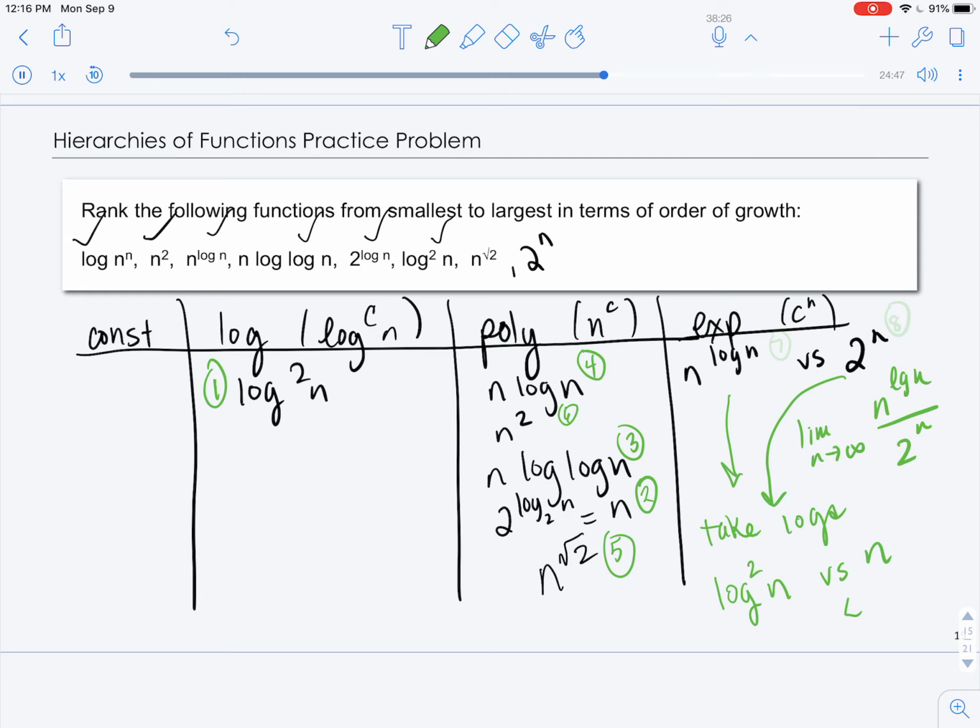So here we have n to the log n is going to be our 7th largest, and 2 to the n is going to be our greatest function. That's going to be our 8th largest function. And what that also shows us is that n to the log n is greater than polynomial, because a logarithmic function is greater than a constant, but it's less than exponential.